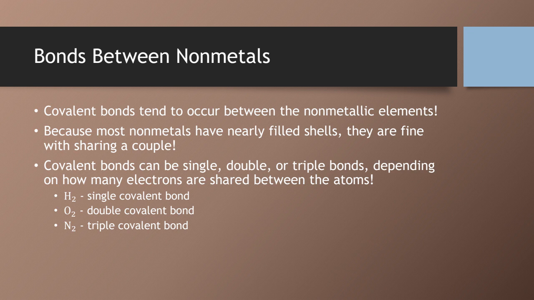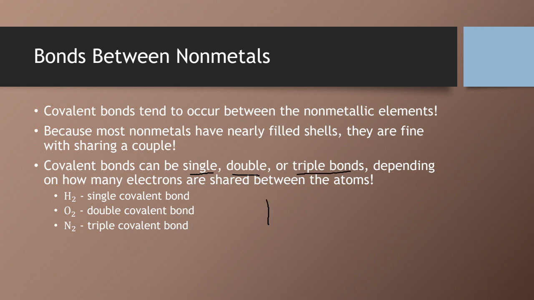Because most of these nonmetals have nearly filled shells, they're okay with just sharing a couple of the electrons that are laying around. They only need one or two. The other element only needs one or two, so they can share the one or two that they have, and everybody's fine. And so mostly nonmetals form covalent bonds, but they can form different types of covalent bonds. Single, double, or triple bonds can occur, right?